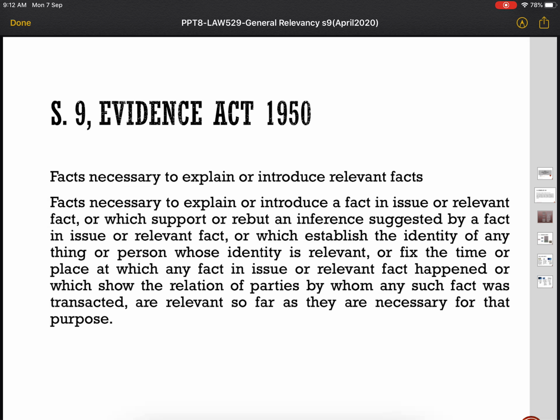LAW529, General Relevancy, Section 9, Lecture 1. Okay, today we are going to look at Section 9. Now let's look at Section 9 here.